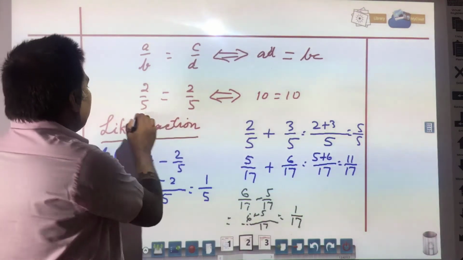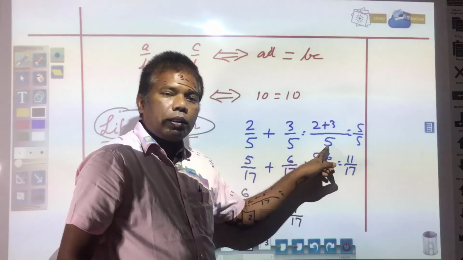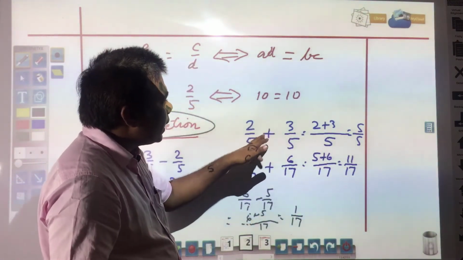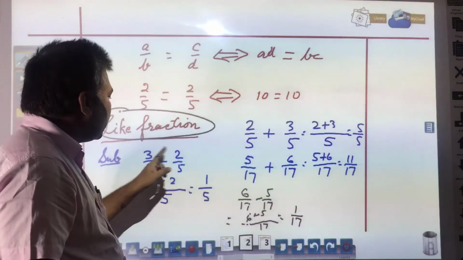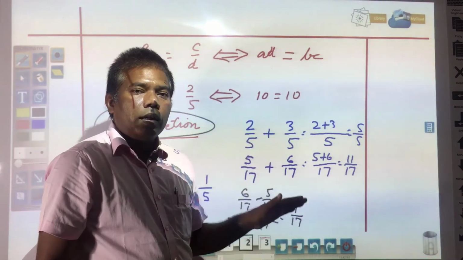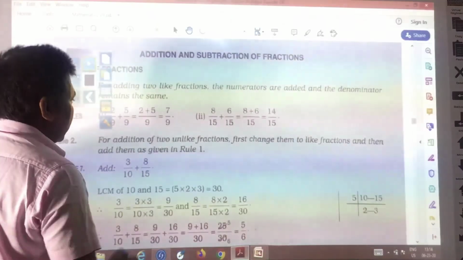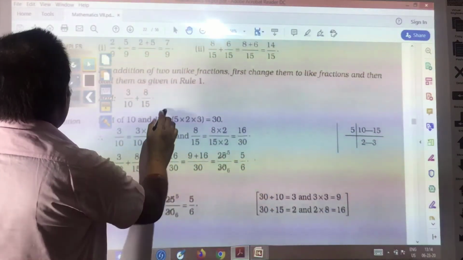So one thing you need to remember: if like fractions are there, you just write the denominator, no need to change it, and in the numerator, if there is a plus sign, the numerators are added, and if there is a minus sign, the numerators are subtracted from one another. So I think you understood addition and subtraction of like fractions.